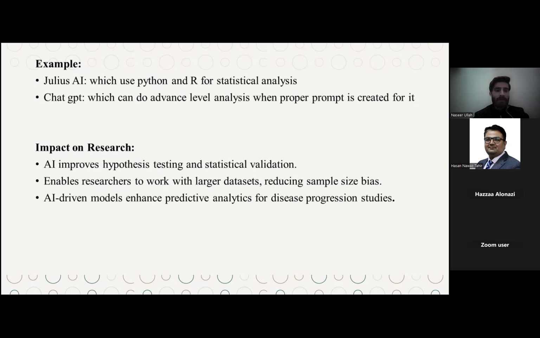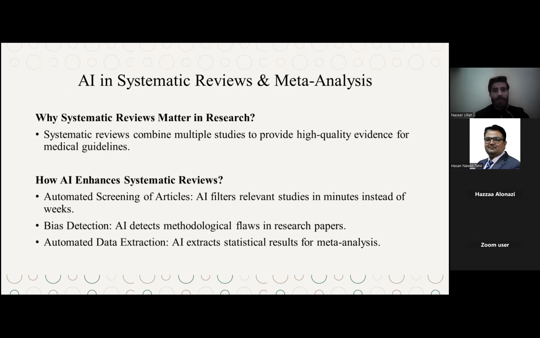Artificial intelligence driven models enhance predictive analytics for disease progression studies. Artificial intelligence in systematic review and meta-analysis. Systematic reviews combine multiple studies to provide high quality evidence for medical guidelines. Now, how does AI enhance systematic reviews? Automated screening of articles. Artificial intelligence filters relevant studies in minutes instead of weeks.